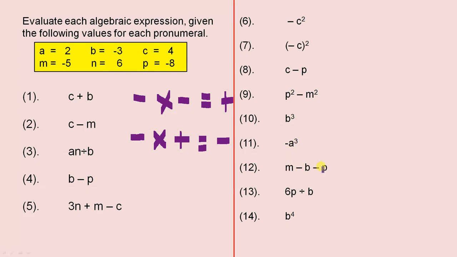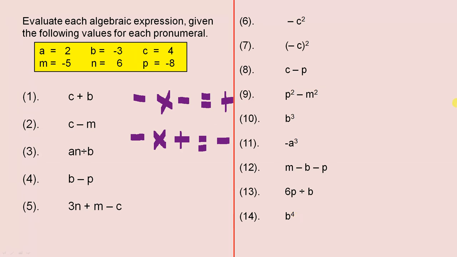That's very straightforward there. Now you have to be very careful here, because that rule there, for example, will help you in that particular one there. So for number 12, this rule here comes in very handy. And finally, or second last, 6p divided by b, and finally b to the power of 4.